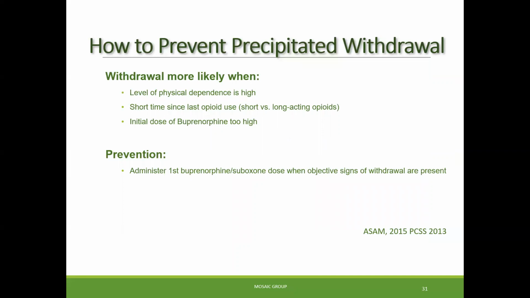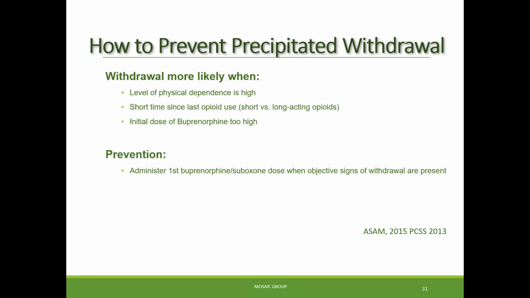When giving patients an 8 milligram dose of buprenorphine, we have not seen a high rate of precipitated withdrawal occur. But we do know withdrawal is more likely to occur when there is a high level of physical dependence, or there has been a short time since the patient's last opiate use, or if that initial dose of buprenorphine is too high. So again, that is why we do the clinical opiate withdrawal scale, to make sure they are far enough into withdrawal that we might prevent precipitated withdrawal. And we look at the exclusionary and cautionary criteria as well.